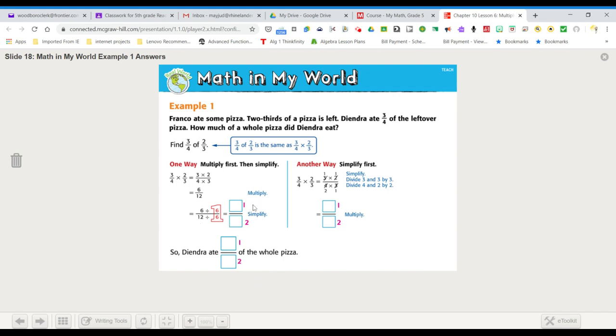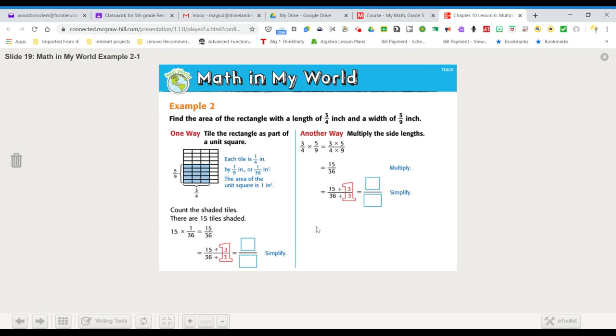So we've got 6 divided by 6 is 1, 12 divided by 6 is 2. Remember, when your greatest common factor is 1, you're done. Remember that phrase? So in this case, the greatest common factor of 1 and 2 is 1, so we're done. 6/12 simplifies into 1/2, so Deandra ate 1/2 of the whole pizza. So the multiplication part of this is super easy. You just multiply straight across.